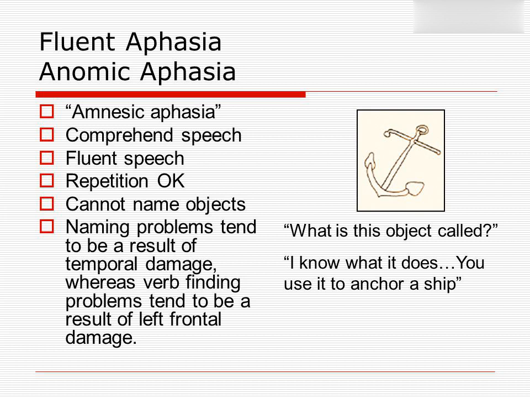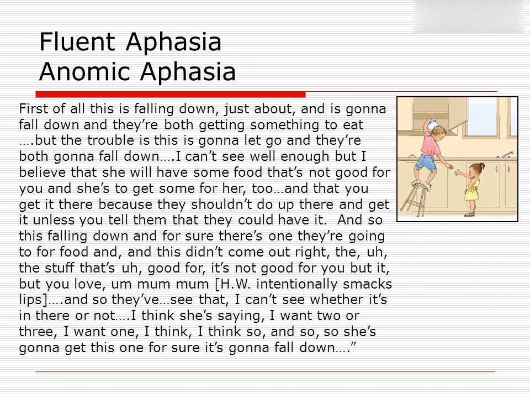Naming problems tend to be a result of temporal damage, whereas verb finding problems tend to be a result of left frontal damage. What is this object called? I know what it does. You use it to anchor a ship. Fluent aphasia, anomic aphasia.